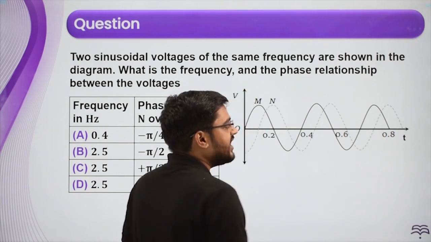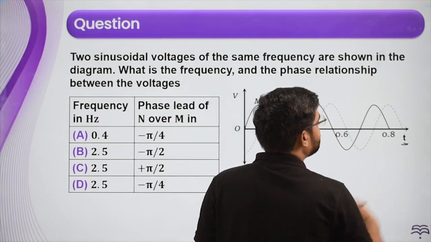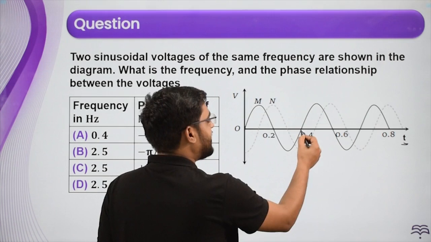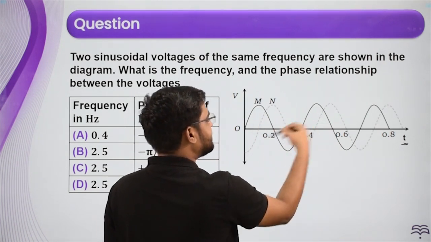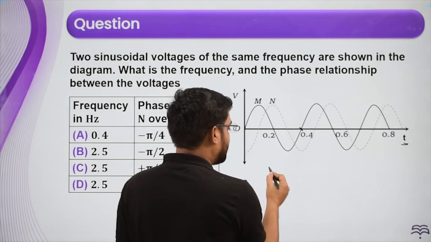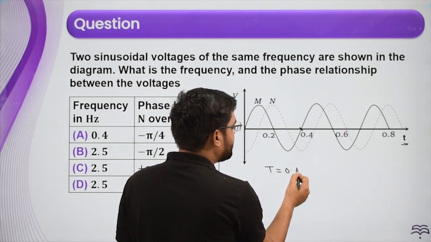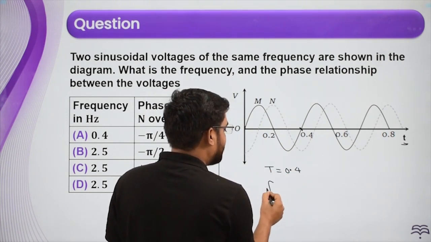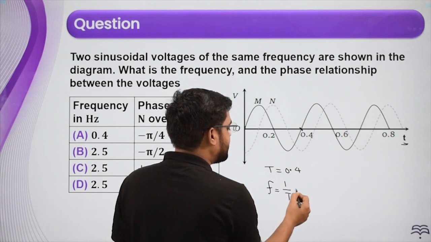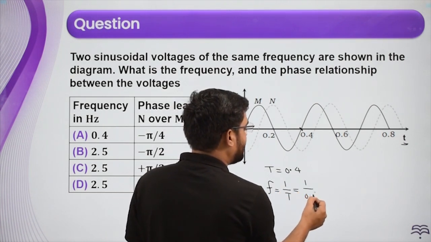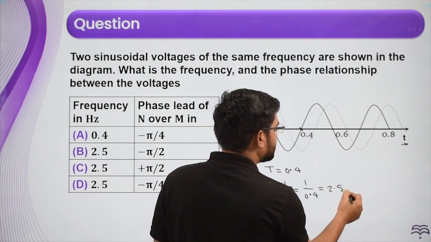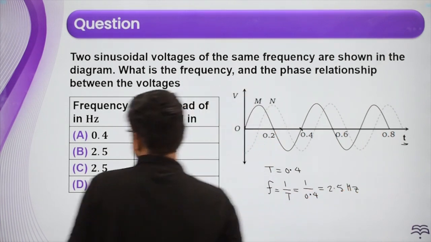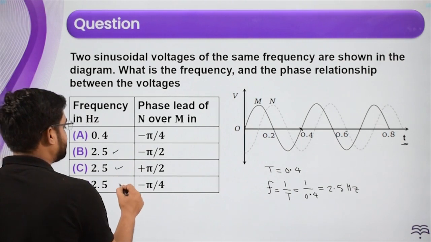For frequency, on this axis time has been given. So first I am getting the period. This is m and this is n. The time period is basically 0.4, and frequency is how much? Frequency is 1 by the time period. That comes to be 1 by 0.4, so that is 10 by 4 or 2.5 hertz. So if we see the options, these three are correct options.